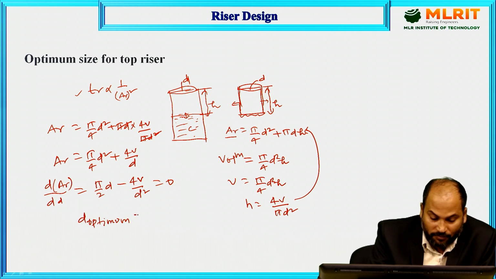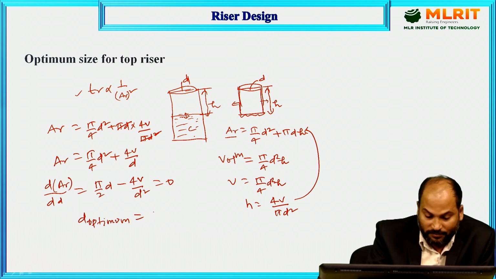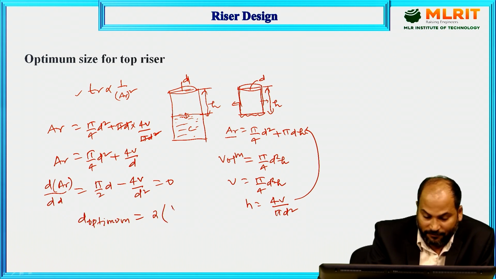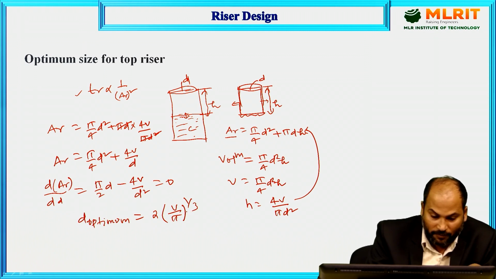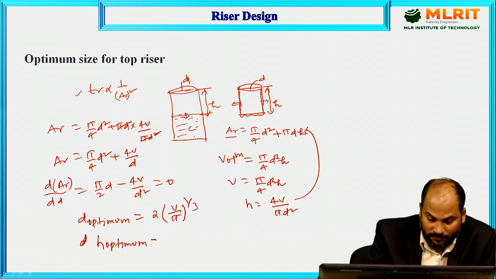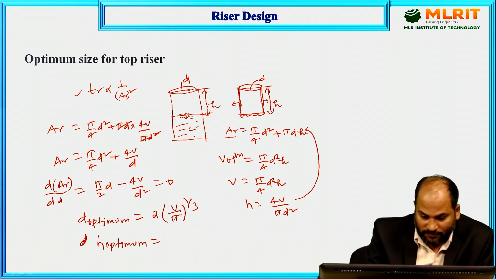So this optimum value comes out twice, this value comes out twice, and V upon pi to the 1/3. This is the optimum value. If this value is put in the expression for h, we will get this h optimum, and this value comes out V upon pi to the 1/3.